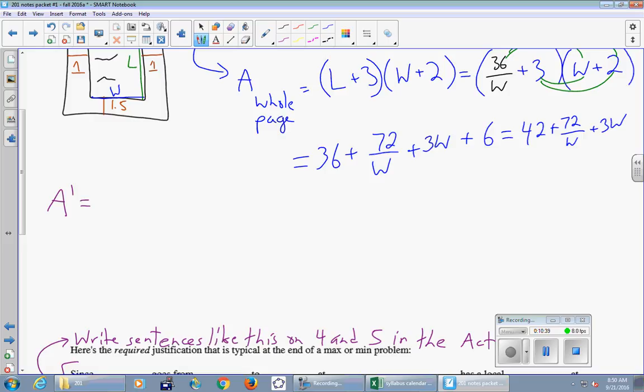Okay, the derivative of 42 is 0. It's constant. 72 over W, we can't apply the power rule, but this is one of those shortcuts that I recommended that we memorize. A constant over X becomes negative the constant over X squared. So what's the derivative of 72 over W? That's it, negative 72 over W squared. Looks like magic until you memorize that formula, and then it's just easy. Plus 3W, derivative of constant times X is just the constant, so the derivative of 3W is just 3.